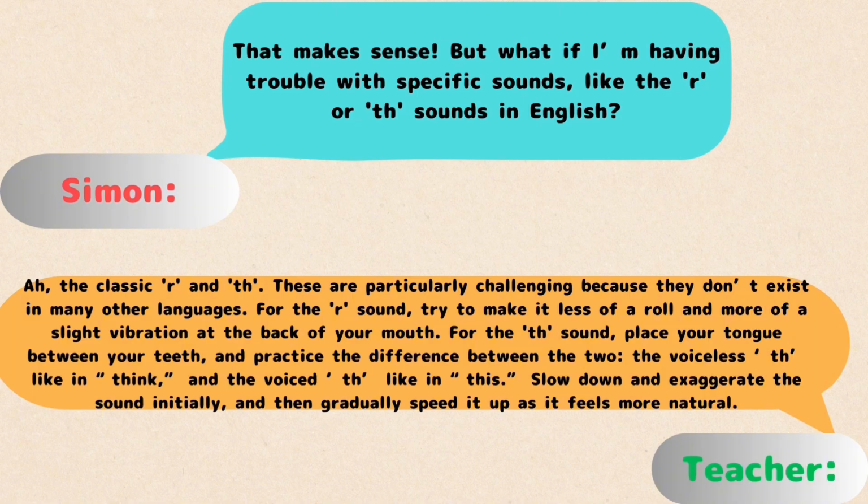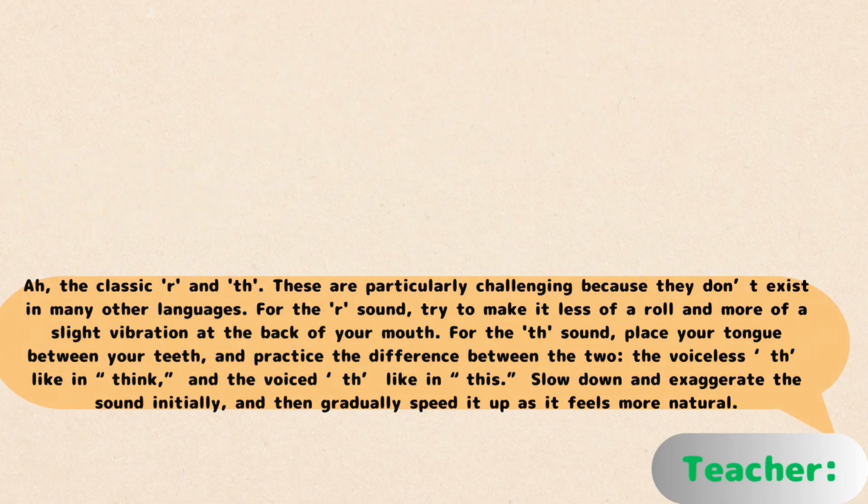For the R sound, try to make it less of a roll and more of a slight vibration at the back of your mouth. For the TH sound, place your tongue between your teeth and practice the difference between the two. The voiceless is like in think, and the voiced is like in this. Slow down and exaggerate the sound initially, and then gradually speed it up as it feels more natural.